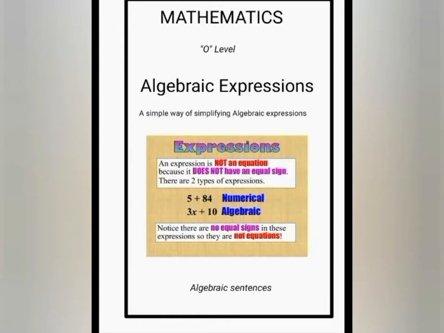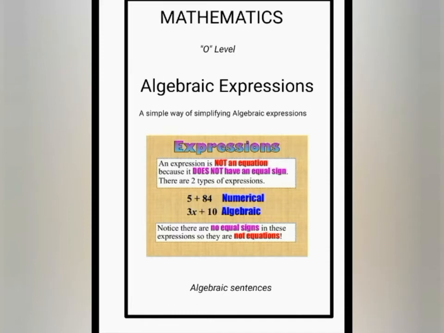So an expression is not an equation because it does not have an equal sign. A lot of people confuse an expression and an equation, but these are two different things. An expression does not have an equal sign, but an equation does. When they ask you questions on expressions, they ask you to simplify, but equations are solved. You must know that expressions are simplified and equations are solved.